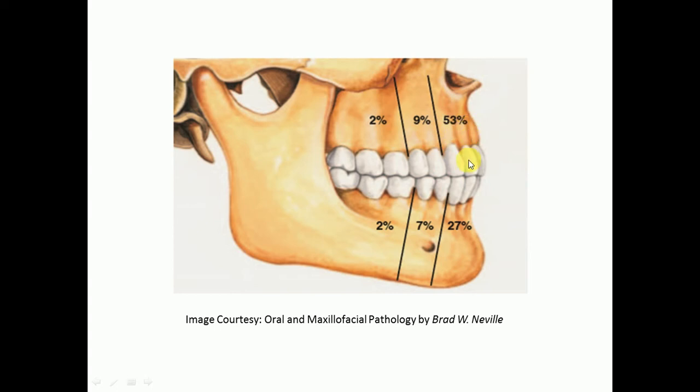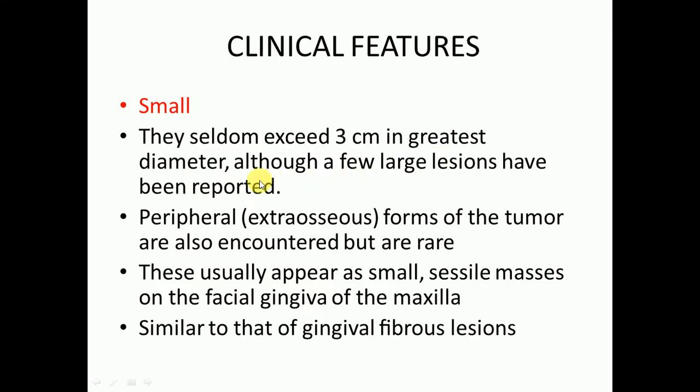Here you can see it is present in the anterior part of the maxilla, and it comprises 53% of the total cases. It is also common in the mandible, in the anterior portion, but most commonly it is present in the anterior part of the maxilla. They are mostly smaller lesions, and they seldom exceed 3 cm in greatest diameter, although a few large lesions have been reported.